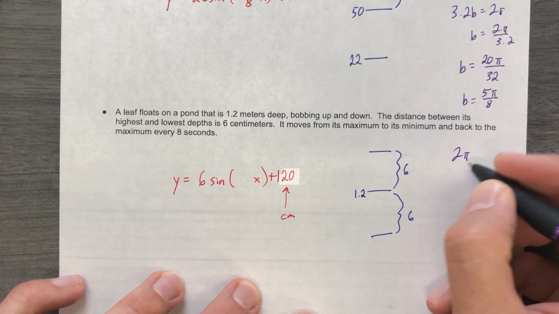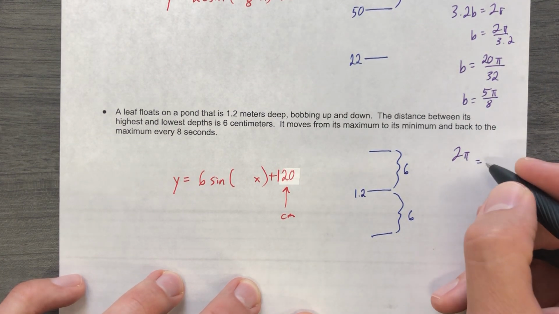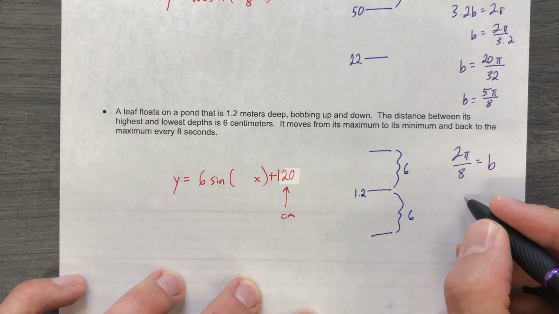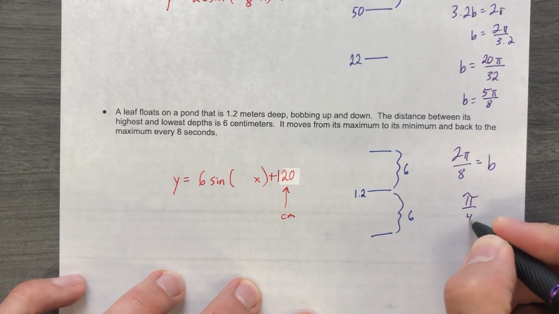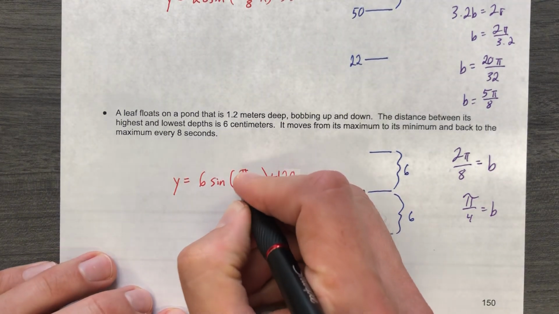So 2 pi over b equals the period. We can also do 2 pi over the period equals b, just saying. Very last problem we do like this, and now I'm showing you the shortcut. Sorry. Pi over 4.